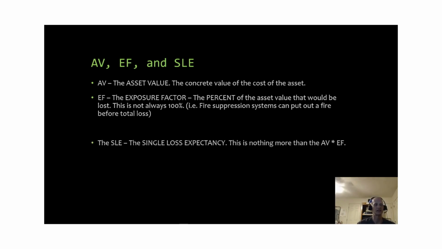Now, to figure out the SLE, the single loss expectancy, is nothing more than the asset value multiplied by the exposure factor. That's it. That's the single loss expectancy. That's how much you expect to lose in the case of a breach or a fire or whatever the scenario may be.